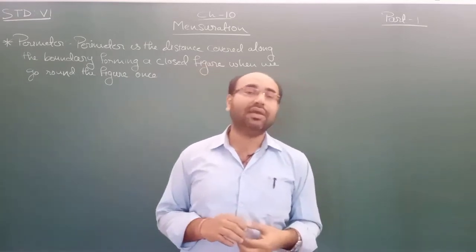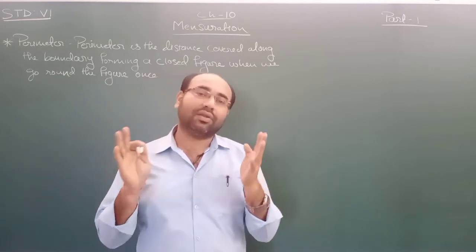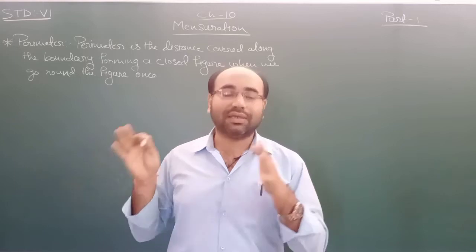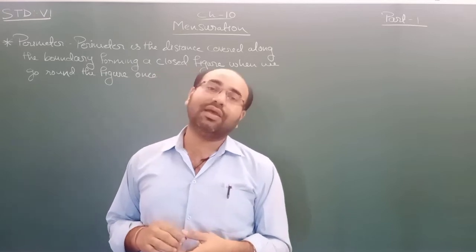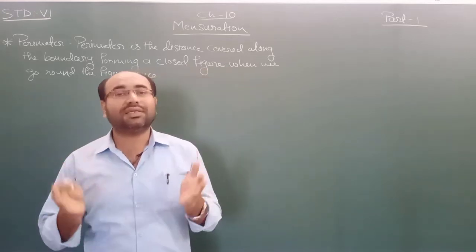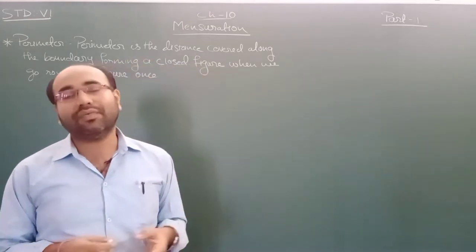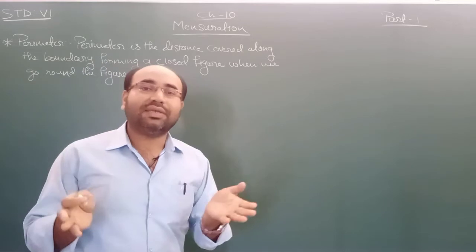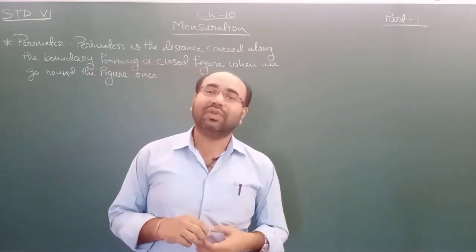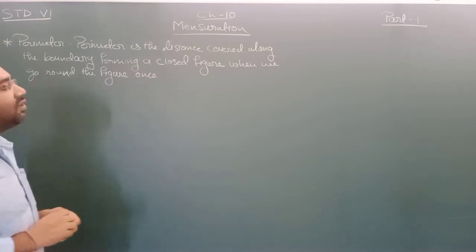The definition I had already written. But in short, perimeter means, whatever the figure is being given of any number of sides, if we want to find out the perimeter, just add all sides and you will get the perimeter of that thing. It can be a figure also, it can be a field also, anything it can be. So you will total the measurements of all the sides and you will get the perimeter, as the definition also says the same thing. Perimeter is the distance covered along the boundary forming a closed figure when we go around the figure once.